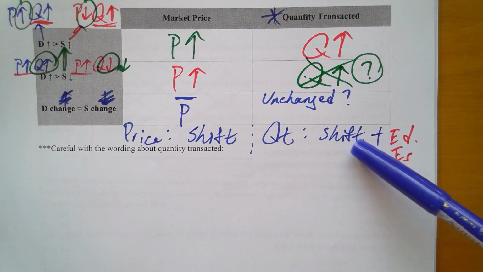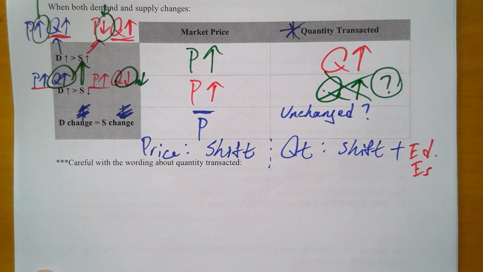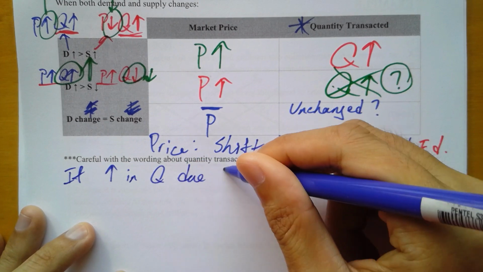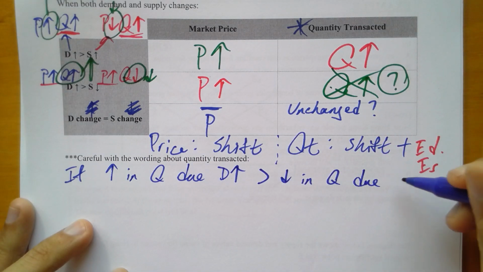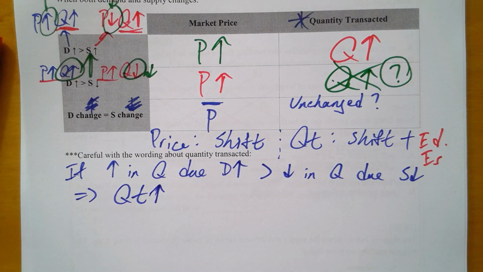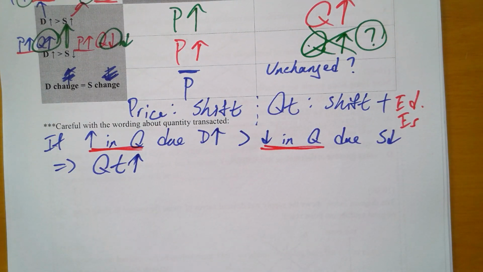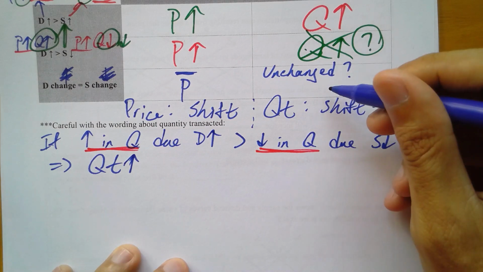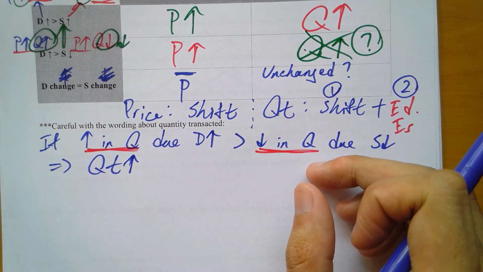Okay, so when we want to be certain in this type of question, the way we write should be like this. If the increase in Q due to increase in demand is bigger than the decrease in Q due to decrease in supply, then ultimately QT would increase. Now, you cannot skip words like this. You must write clearly: increase in Q, decrease in Q. Because when you say increase in Q and decrease in Q, naturally you already include the effect of both the shift and elasticity. So this is the way you write it when it comes to quantity transacted.